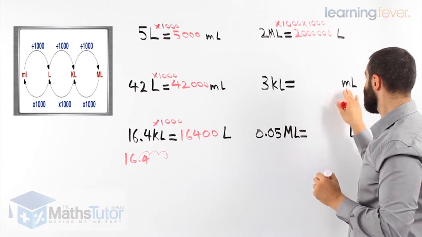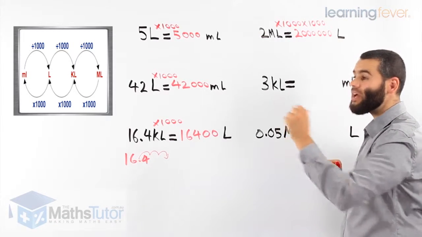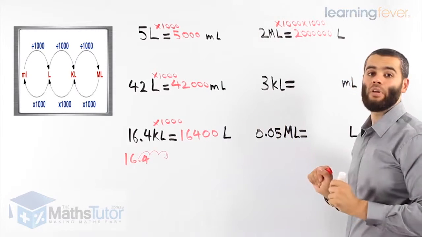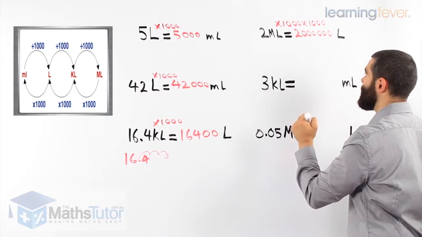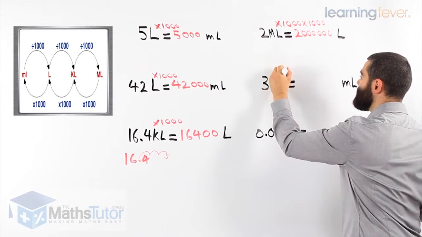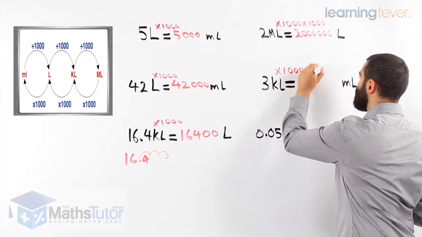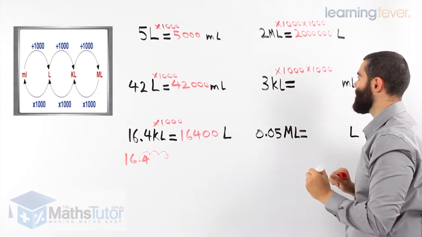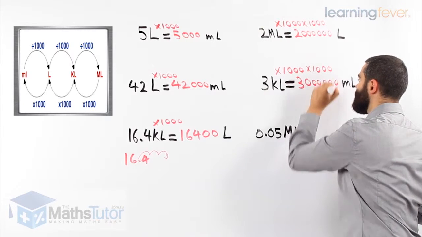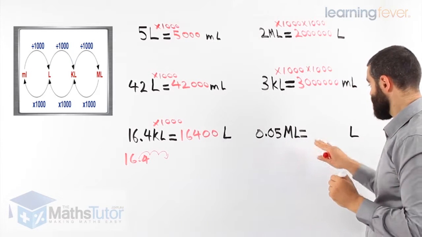3 kiloliters to milliliters. Once again, we're going from kiloliters all the way to milliliters. So we're going through liters and then to milliliters. So it's a 2 process just like the one before. From kiloliters to liters times 1,000, and then from liters to milliliters times another 1,000. So 3 times 1,000 times another 1,000, 3 million milliliters in 3 kiloliters.